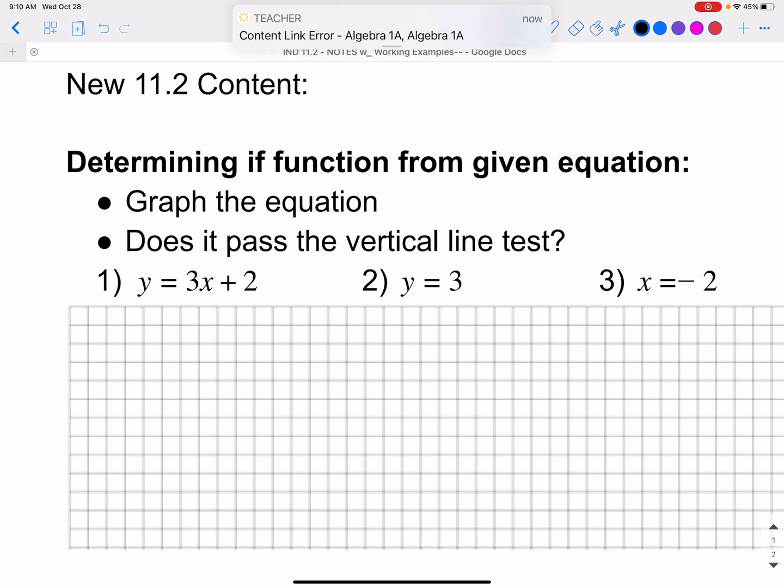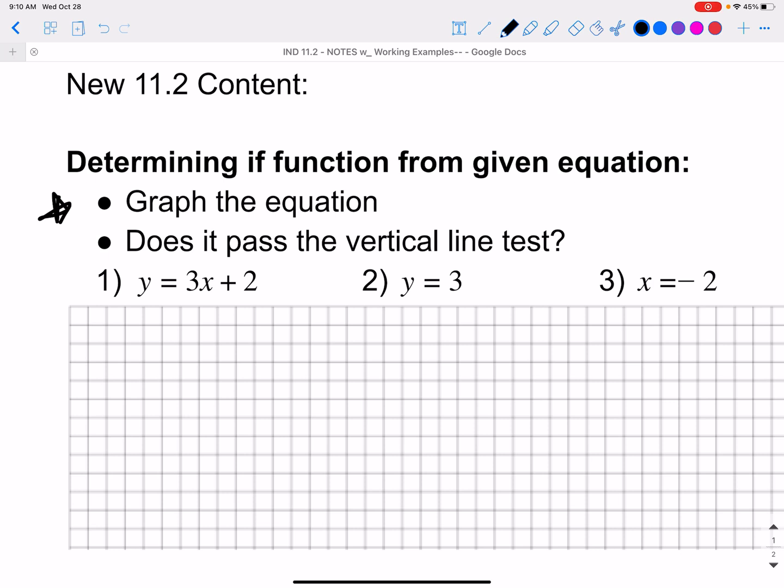So now we're going to look at determining if it is a function if you're given an equation, okay? If you're given an equation, you have to graph it. Right here, this is step 1, which is we have to graph the equation. This takes us back to multiple indicators that we've been going over the last couple months of how to graph equations. Well, we've got y equals 3x plus 2. That's y equals mx plus b, okay?